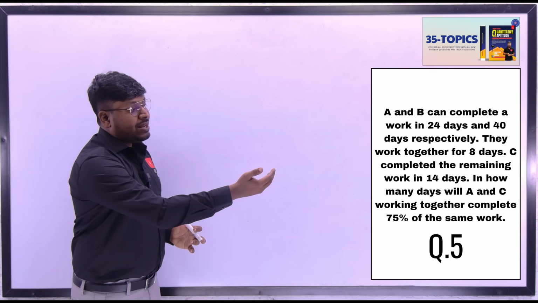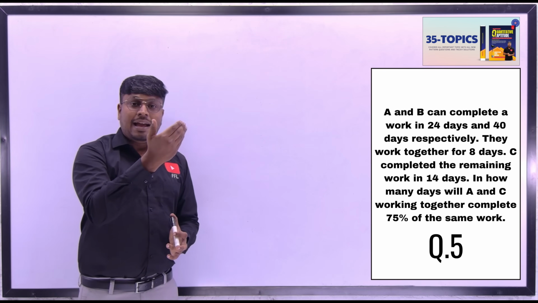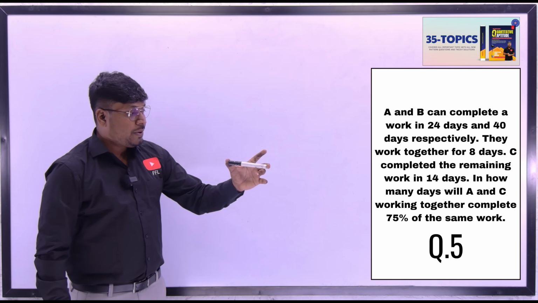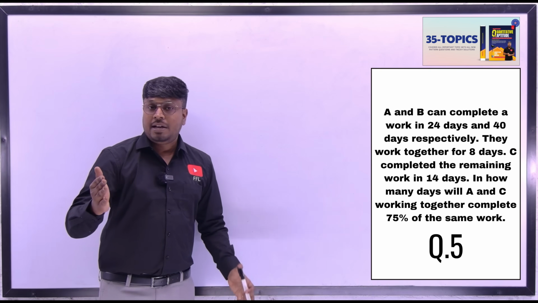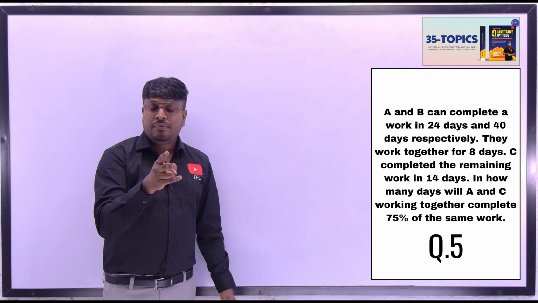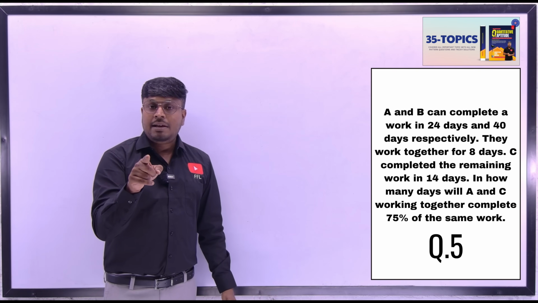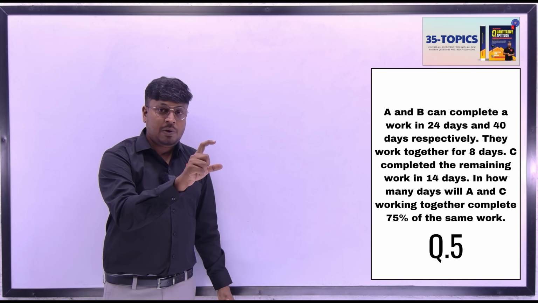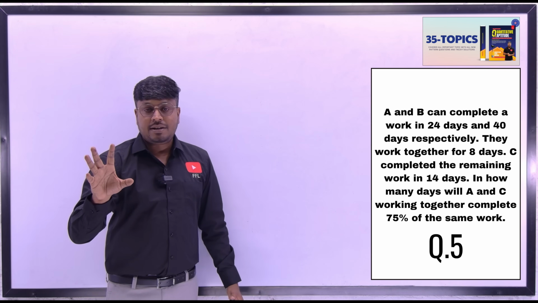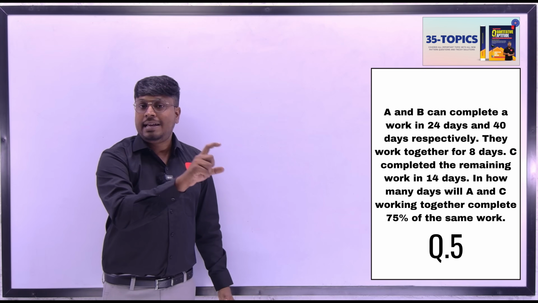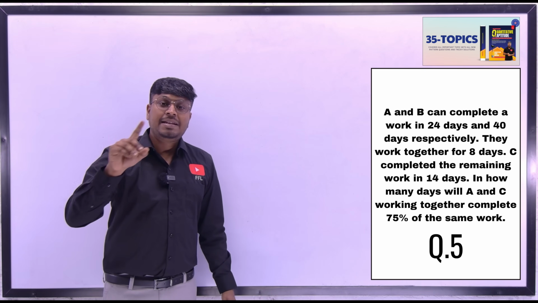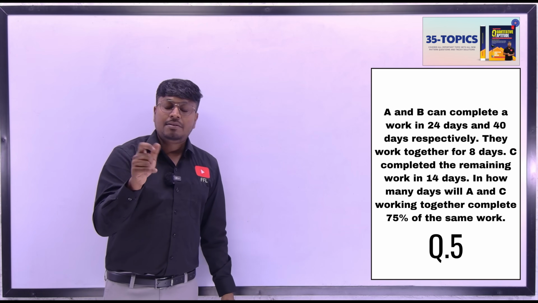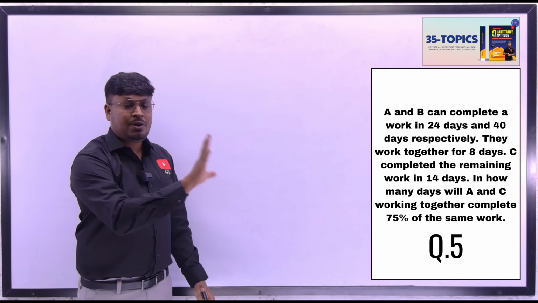Here the concept is based on some person joining at some point, because A and B can complete a piece of work, they work together for 8 days, and C completes the remaining work in 14 days. That means A and B work for 8 days, and after 8 days the remaining work is completed by C in 14 days. So our target is to first find how many days C alone takes to complete the work. Once you find the value of C, you can add A and C to find how many days they take to complete 100% of the work. After that, find 75% of that answer. It's a simple logic to solve the question.